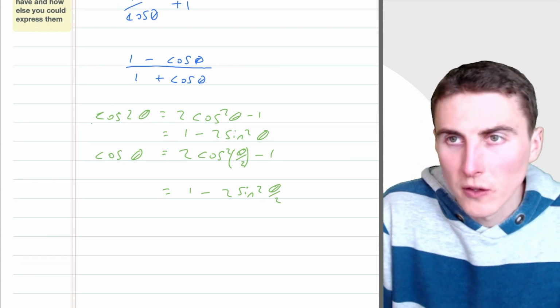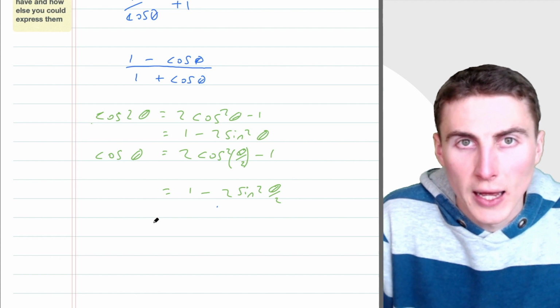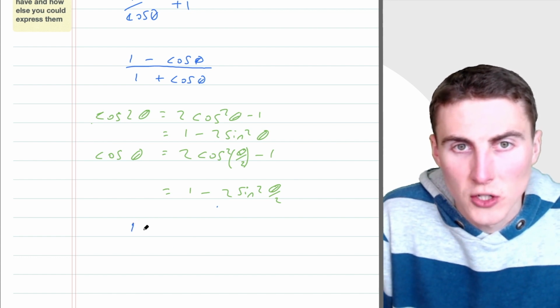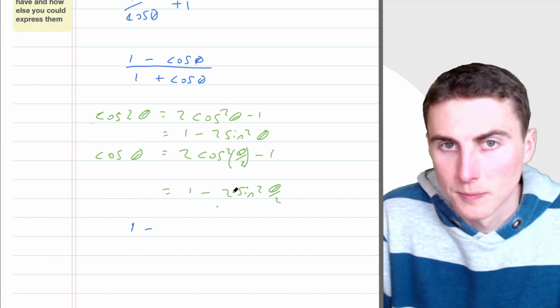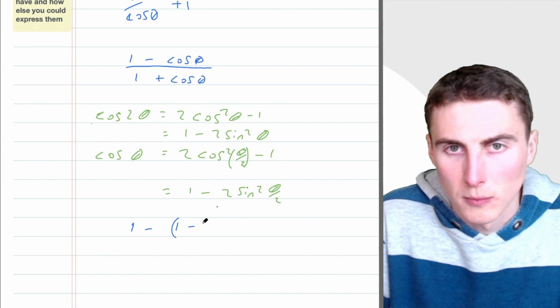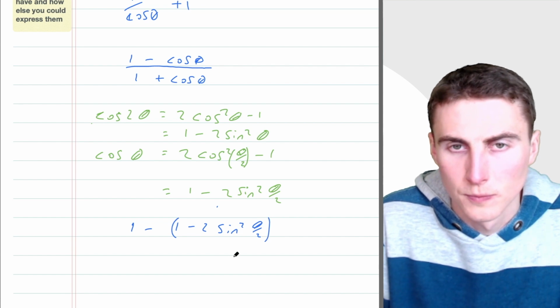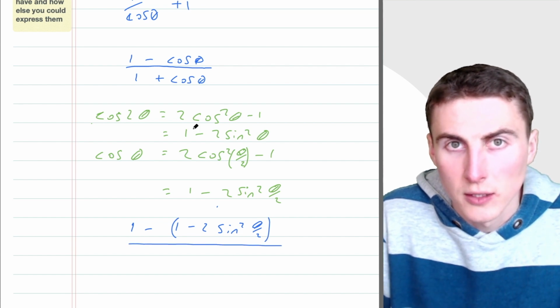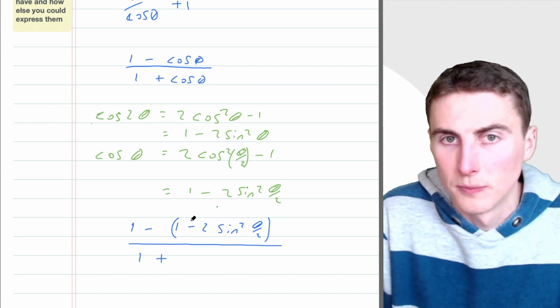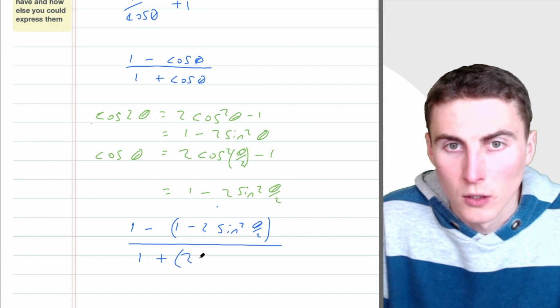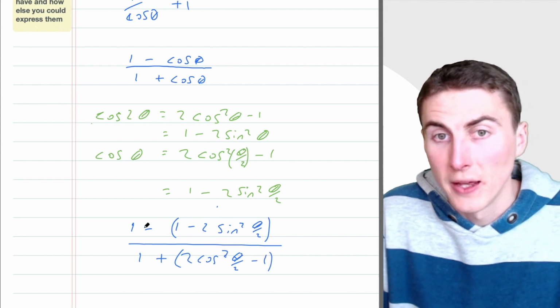So if we swap back to the blue pen, this top bit, I'm going to change to 1 minus, and then this cos theta, I'm going to represent as this instead. So as 1 minus 2 sine squared theta over 2. And then this bottom bit, I'm going to write as 1 plus, and I want my cos squared version on the bottom. So 2 cos squared theta over 2 minus 1. And now I'm going to simplify this out.